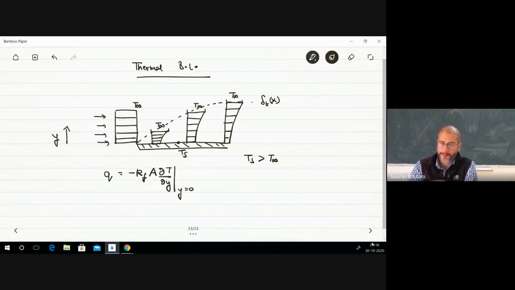This is the rate of heat. And again, as engineers, it's very important to know the value of the rate of heat flow. That's the only thing we need to find out in heat transfer. Now, in fluid mechanics, the equivalent of this Q was the wall shear stress. The wall shear stress was dependent on the gradient of velocity at y equal to 0, and the rate of heat flow is dependent on the gradient of temperature at y equal to 0.